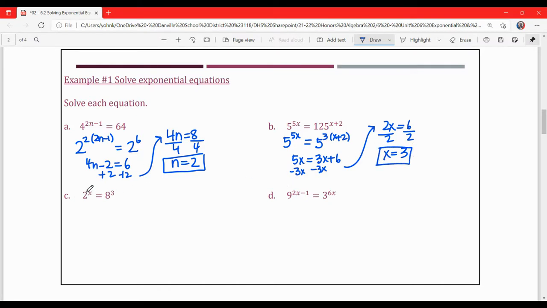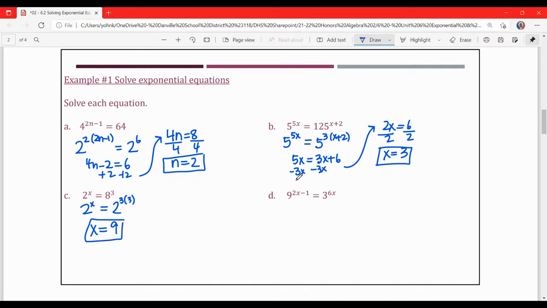If we take a look at letter C, the bases are 2 and 8. They both can be powers of 2. So this is 2 to the x equals, and 8 is 2 cubed, but I also have that 3 hanging out. Bases are the same, set the exponents equal to each other. X equals 3 times 3 is 9.